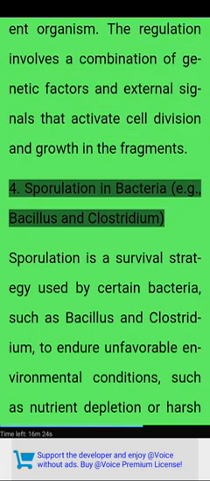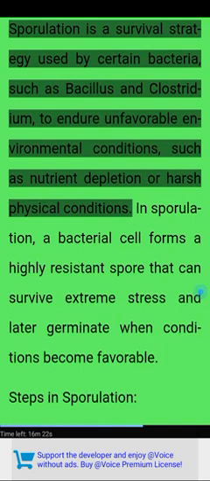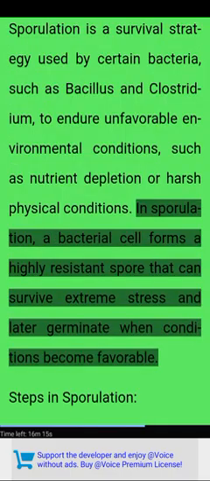4. Sporulation in bacteria, e.g., Bacillus and Clostridium. Sporulation is a survival strategy used by certain bacteria, such as Bacillus and Clostridium, to endure unfavorable environmental conditions, such as nutrient depletion or harsh physical conditions. In sporulation, a bacterial cell forms a highly resistant spore that can survive extreme stress and later germinate.